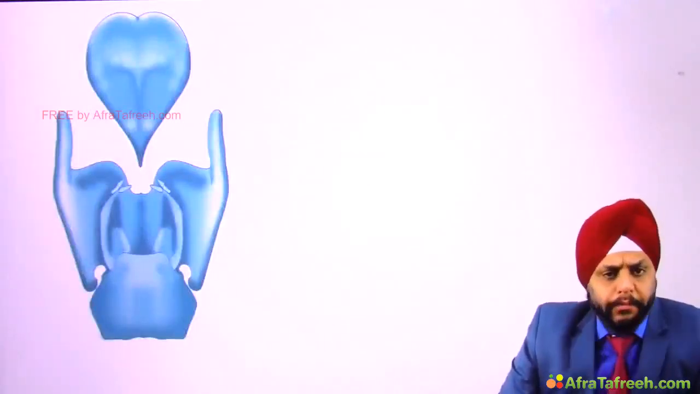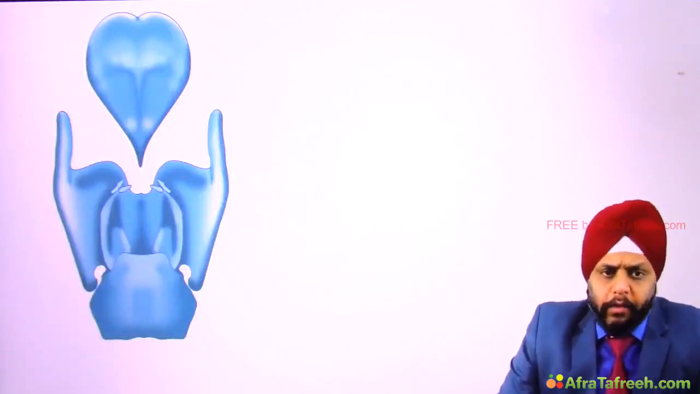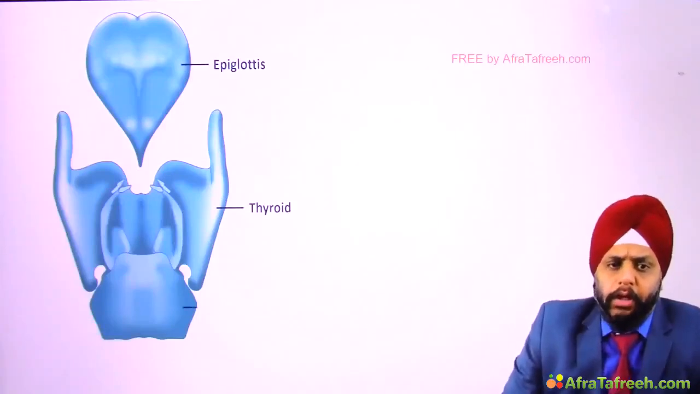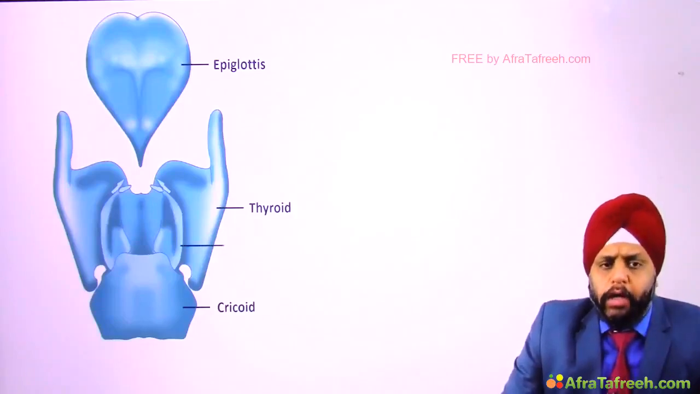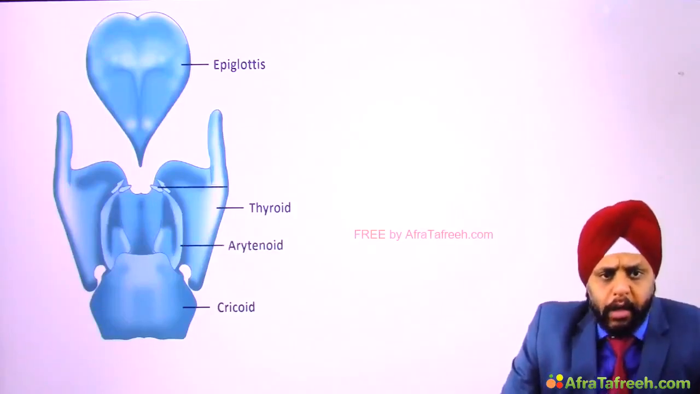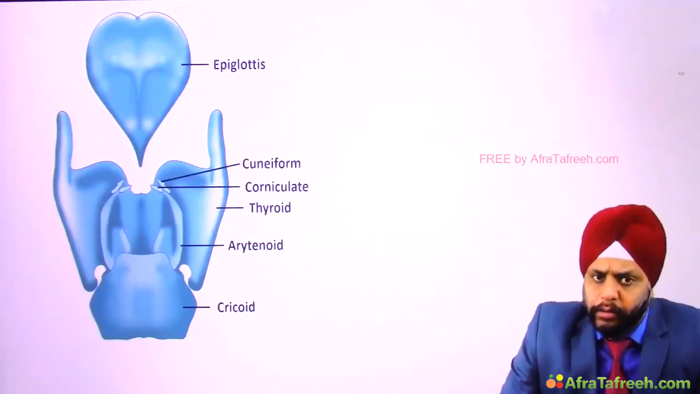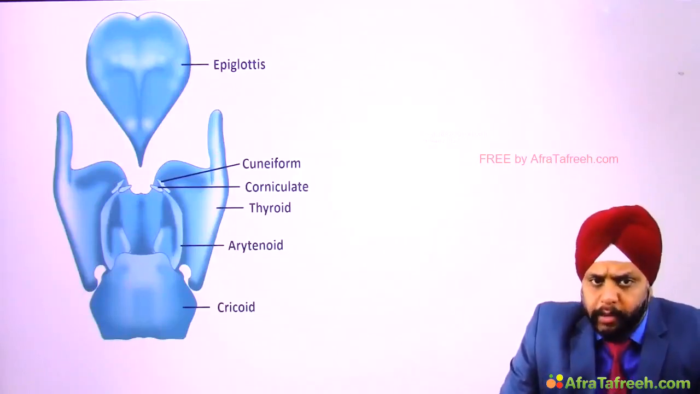Now let's look at this. This is the posterior view of the larynx. What can we see over here? We can see the epiglottis. Below the epiglottis you can see the thyroid cartilage, and below that you can see the cricoid cartilage. Over the cricoid cartilage lie the arytenoids, and above the arytenoids we have the corniculate, and hanging in the middle we can see the cuneiform cartilages. So these are all the cartilages of the larynx.